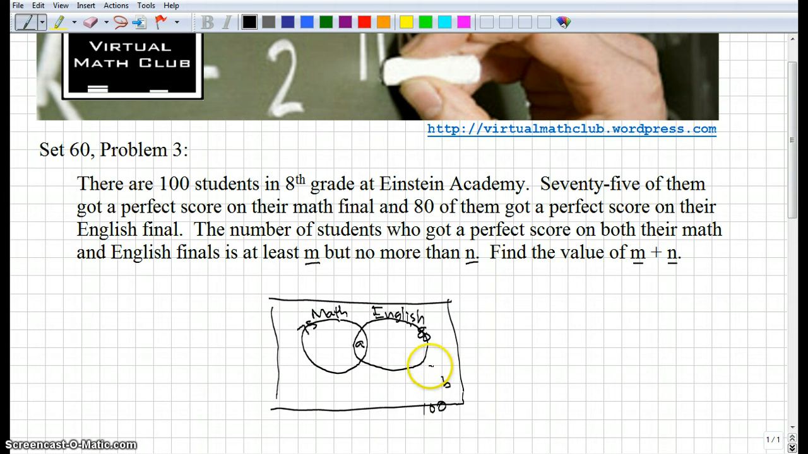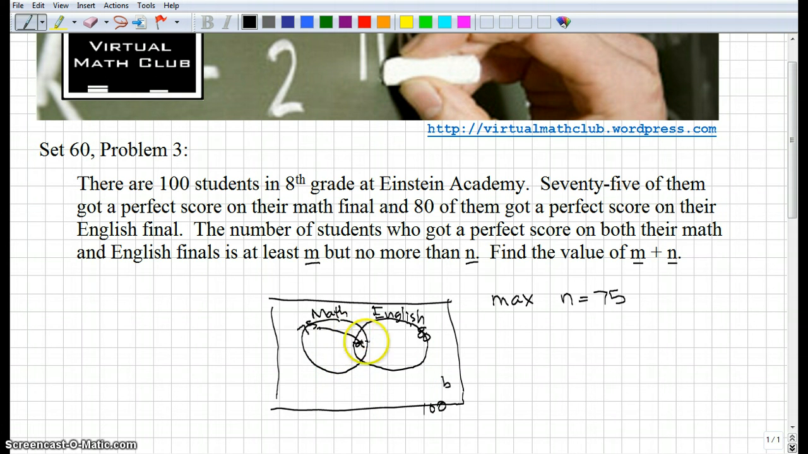The maximum number of kids that could have gotten a perfect score on both, you can kind of tell, is 75, because here we have 80 and 75 in this set. So the maximum number that could be in the intersection would be this number here, which is the no more than n. So the maximum is n. The maximum is 75.